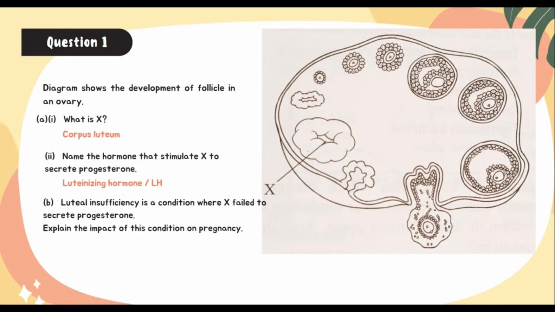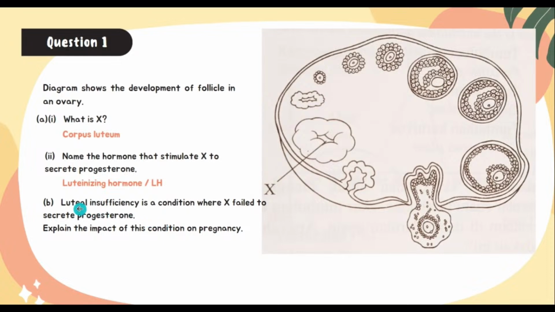Now, let us continue with our next question. Question B is a question where they give you an issue, a situation. So you need to study the situation and find the aim of the question, what the question is really asking you. For question B, let us read the question. Luteal insufficiency is a condition where eggs fail to secrete progesterone. Explain the impact of this condition on pregnancy.